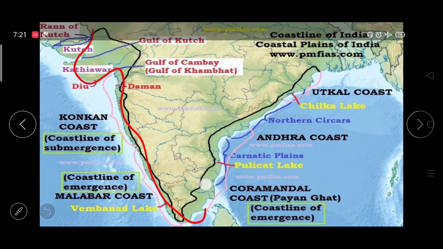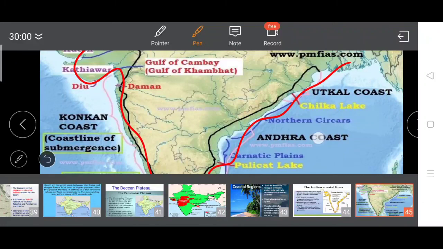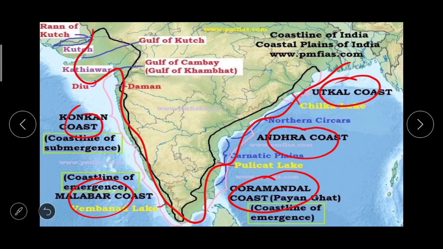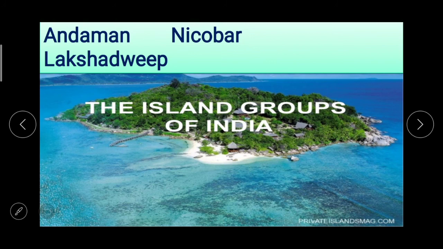Again, this is in the wide form, so that you can easily understand the coastal regions. Konkan coast, Malabar coast, Coromandel coast, Andhra coast, Utkal coast, and then the islands in the sea. Andaman and Nicobar are the Indian islands in the Bay of Bengal. Then the Lakshadweep is a group of Indian islands in the Arabian Sea.